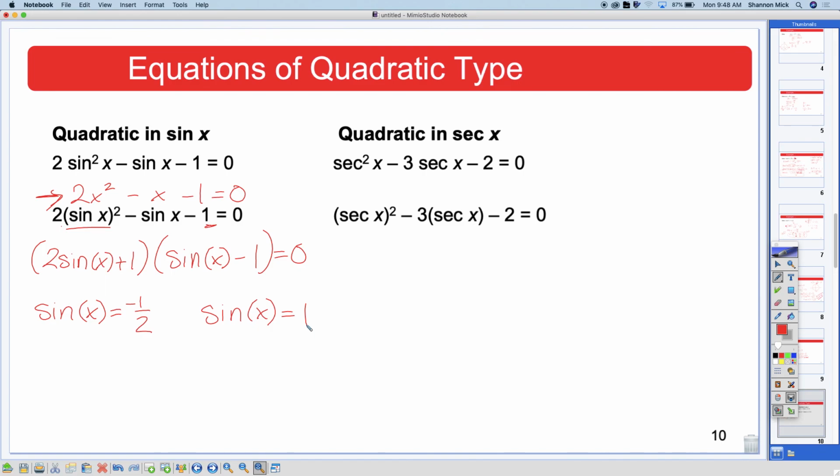Which one do you want to do first? 1 or negative 1/2? 1/2. Okay, that's easier. With this one I need to be thinking reference angle first, don't I? Because it's negative. So my reference angle is pi over 6, because sine is opposite. The reference angle for 1/2 is pi over 6, right?